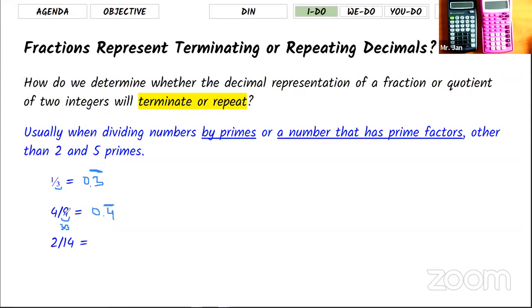Did you see it? Sometimes you may say, okay, 9 is not a prime, but 9 has prime factors. It's the same thing for 14. So 14 is 2 times 7, right? I told you other than 2, but if you cross out 2, it still has a 7, which means it has the factor of another prime. So that's why 2 divided by 14 is also a repeating number. It's a very long repeating number.